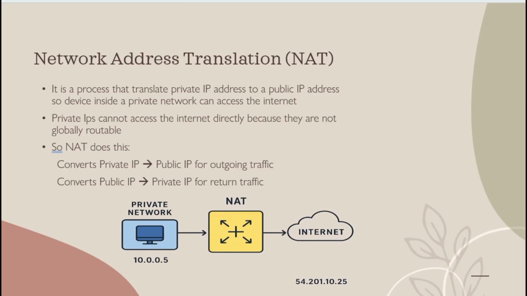So the internet is able to identify which device makes the request here. So it responds to that request, and the NAT gateway will receive the response, and again it converts the 54.201.10.25 public IP to the same private IP 10.0.0.5. This is how the private IPs in the private subnets are used.